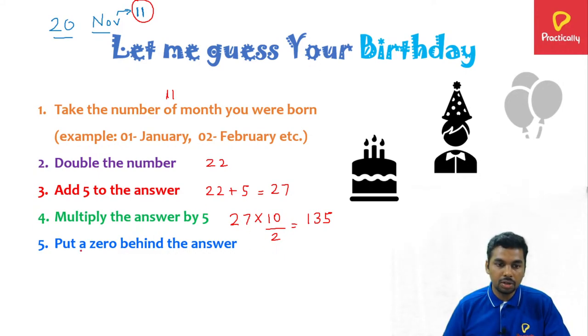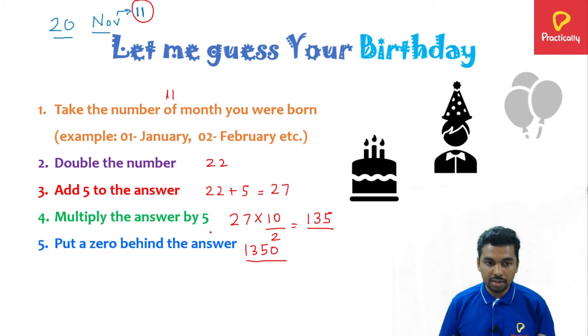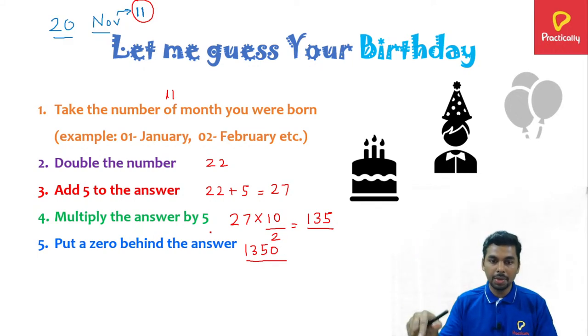Now the fifth step is that you have to put a zero behind the answer. The answer that I got is 135, so I'll put a zero behind it, which is 1350. So this is step 5. You should add a zero behind the answer. So all of you are in step 5. Can you confirm? If you are in step 5, kindly put in the chat box Y space 5. If you have reached till step 5, write Y space 5.